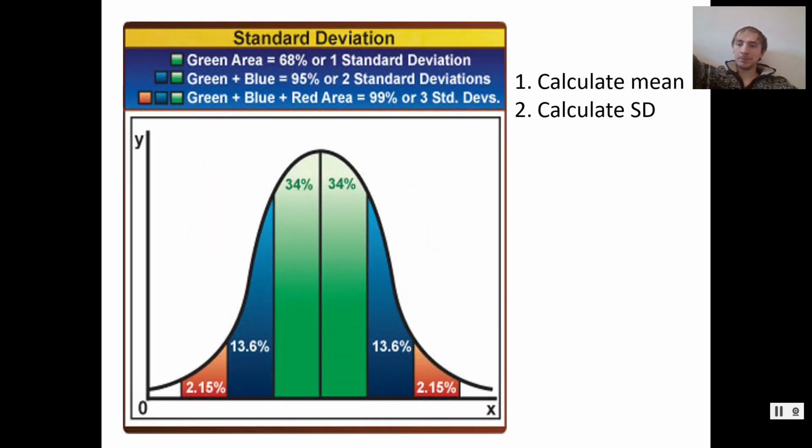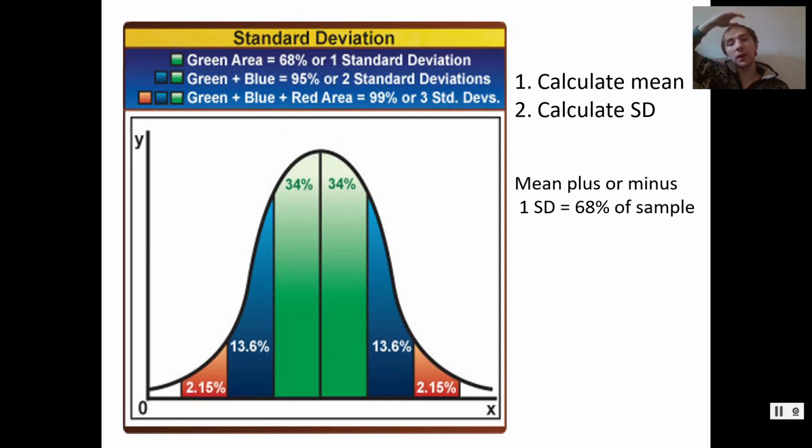Now broadly, if you have your mean, and you have a standard deviation, the mean plus or minus 1 standard deviation is about 68% of your sample. So if I add 1 standard deviation on each side, then I'll have 68% of the sample.